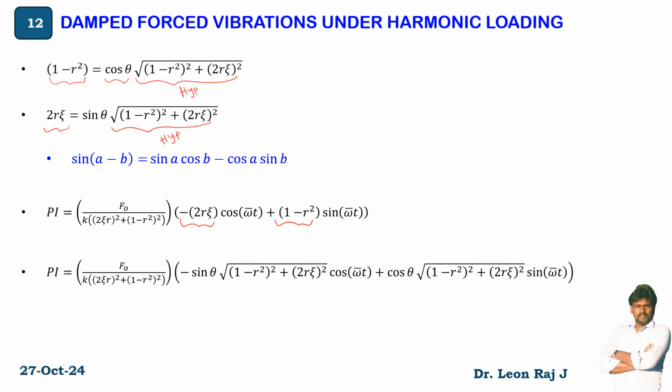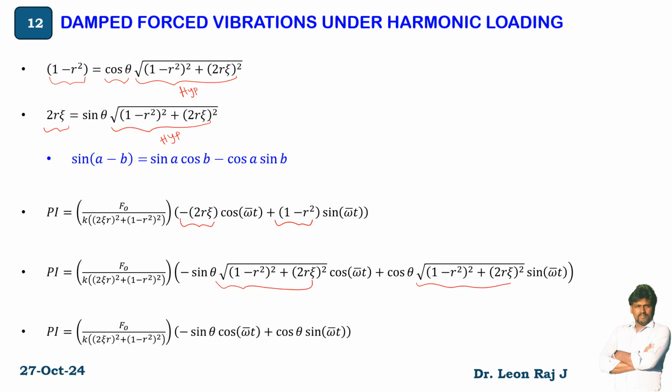So your particular integral is equal to f0 by k into [(2 xi r) whole square plus (1 minus r square) whole square] into minus sin theta square root of (1 minus r square) plus 2 r xi, square, cos omega bar t, plus cos theta into square root of (1 minus r square) whole square plus (2 r psi) the whole square into sin omega bar t. So this is a common term here and this is a common term here. So this can be taken out and the square root term can be striked out.